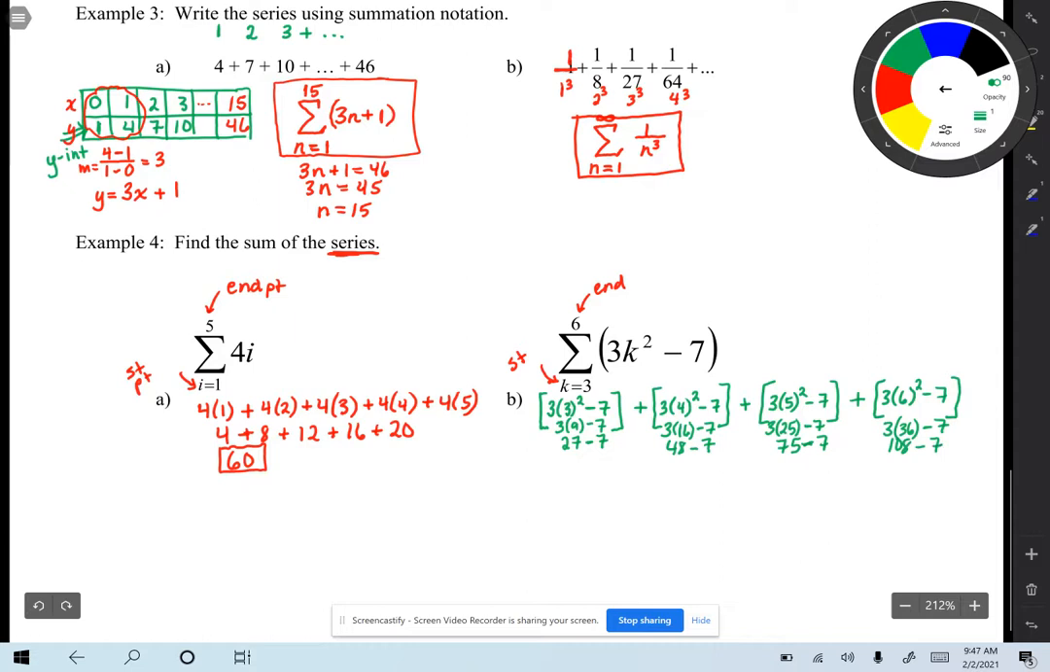So let's find each of the numbers that we're going to be adding together. We have 20, plus 48 minus 7 is 41, plus 75 minus 7 is 68, plus 108 minus 7 is 101. Adding those 5 numbers together, I get 230.